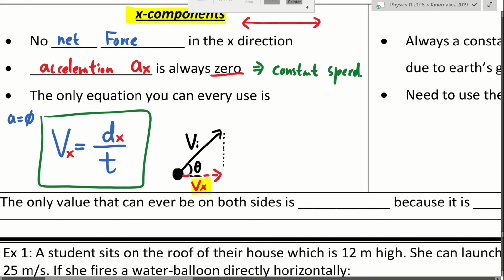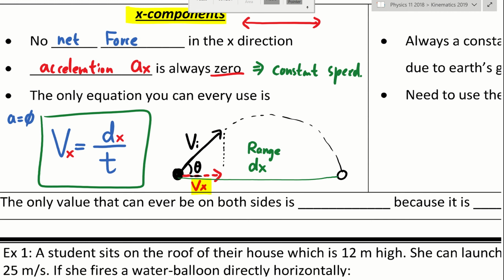Now, what is dx in this case? Well, dx is called the range. When an object is flying through the sky like this, how far it can cover horizontally is called the range. So dx is the range, the distance that the object traveled horizontally. So in order to find out how far your object can go, you just need the horizontal component of the velocity and the time. If you give me the time, then I can solve everything for you.